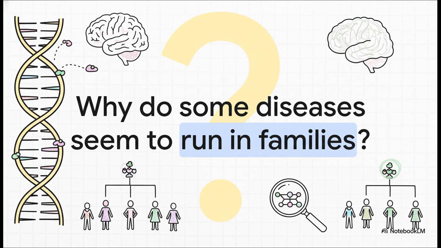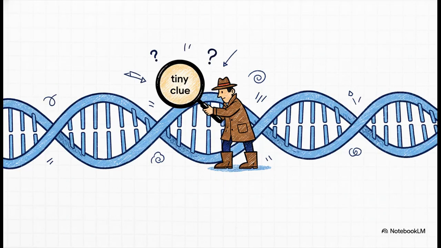Why do complex diseases like schizophrenia or heart disease seem to run in families? What is the genetic link there? To figure this out, scientists have basically had to become genetic detectives. They're on this massive hunt, searching for tiny clues hidden away in the 3 billion letters of our DNA, trying to figure out what makes some of us more likely to get certain conditions than others.